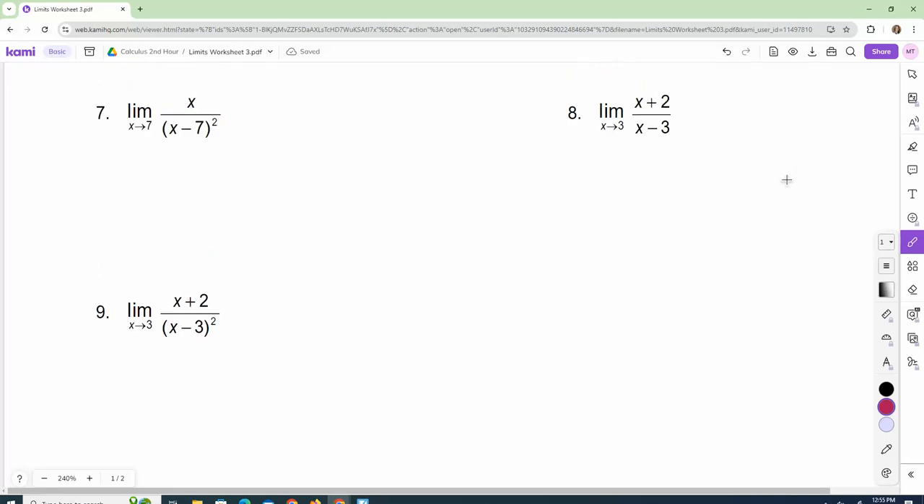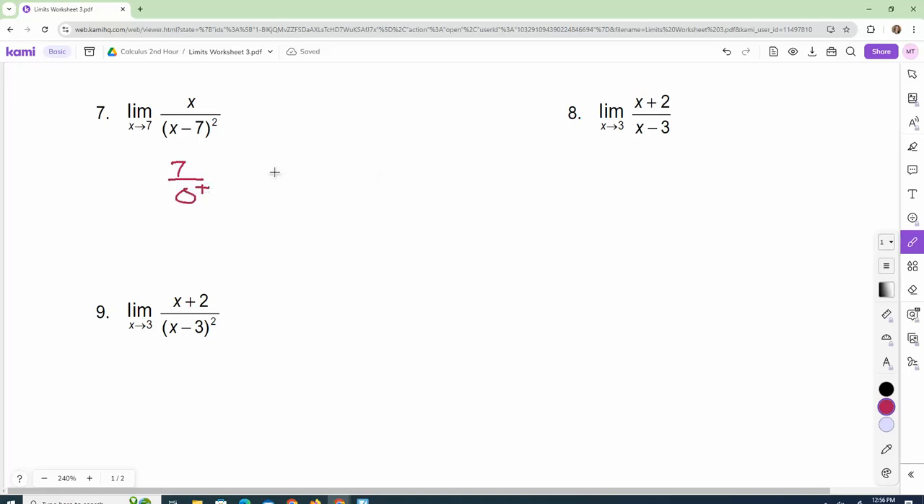Alright. If I look at this one, nothing cancels. If I put in 7 on top, I get 7. Okay, 7 minus 7 is 0, right? And I'm approaching 7 from both sides, so its number is bigger than 7 and smaller than 7. But I'm squaring it. So what kind of number will it turn out to be? Positive.